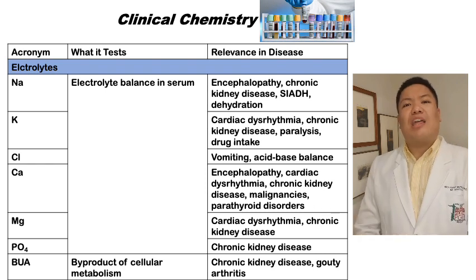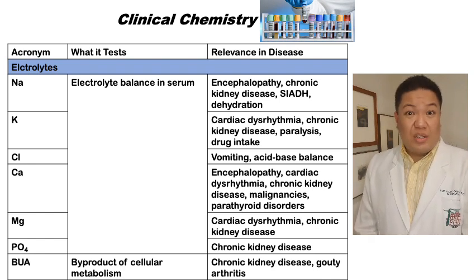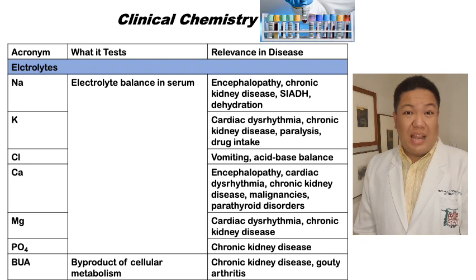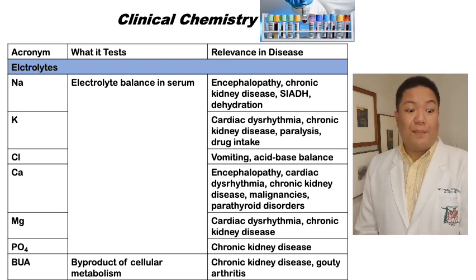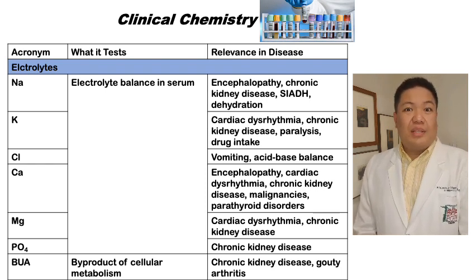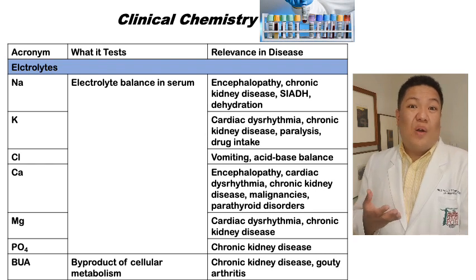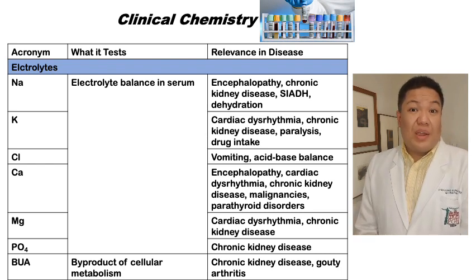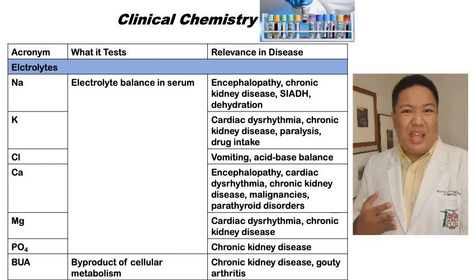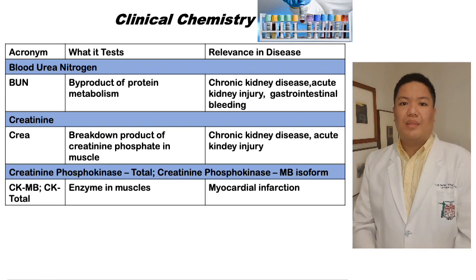Like for example, potassium. Remember that potassium, especially if it's very high, can cause cardiac dysrhythmias, can cause electrical silence in the heart. So that is why measuring potassium is quite important. Calcium, on the other hand, is important also in certain disorders wherein the calcium can go up, like in bony metastasis of cancers, or in hyperparathyroidism, wherein the calcium can really elevate and can also cause cardiac dysrhythmias.